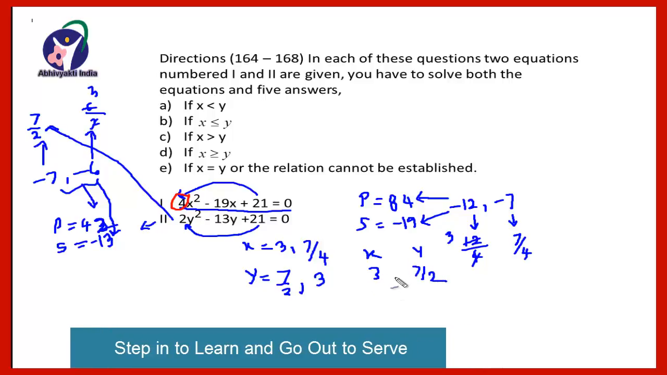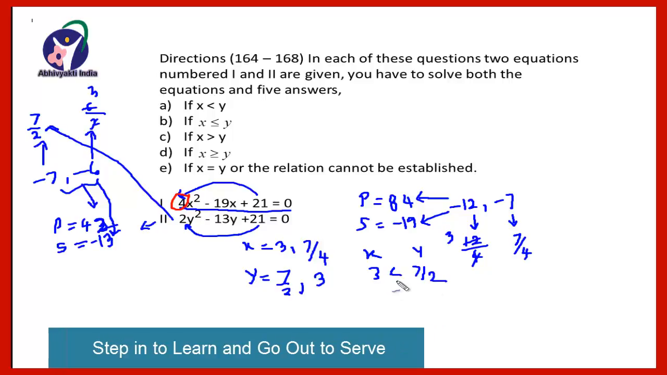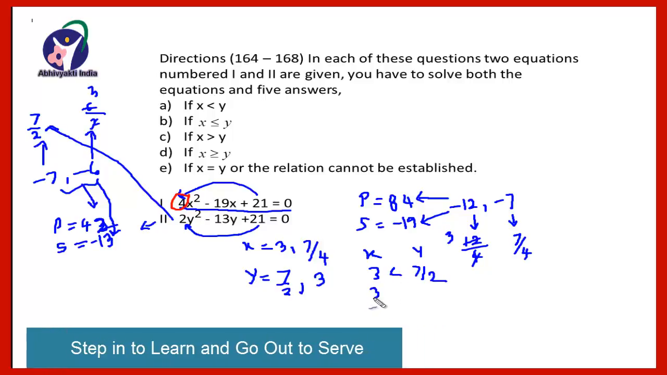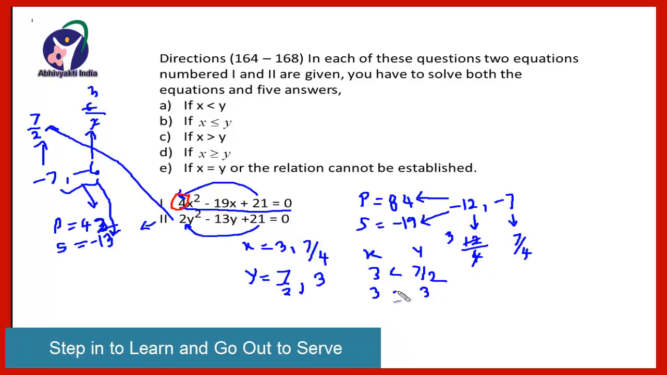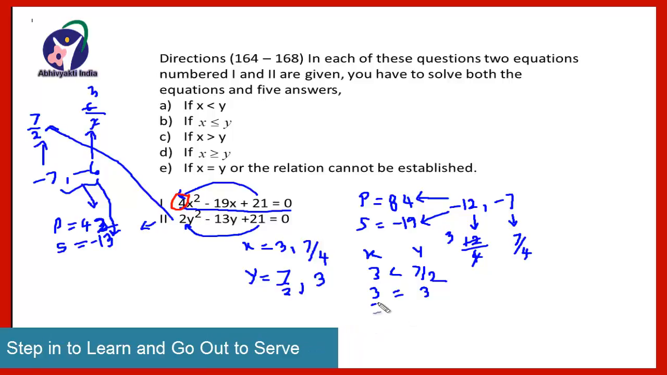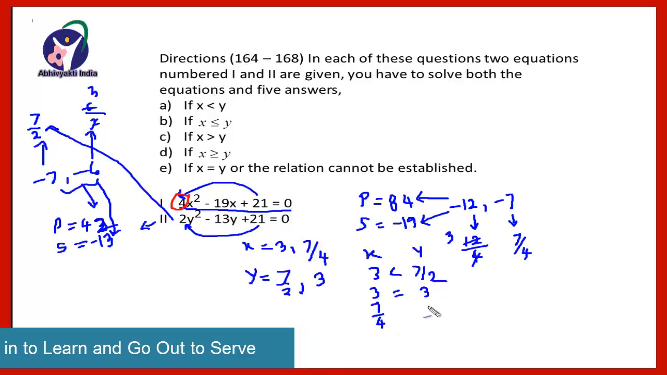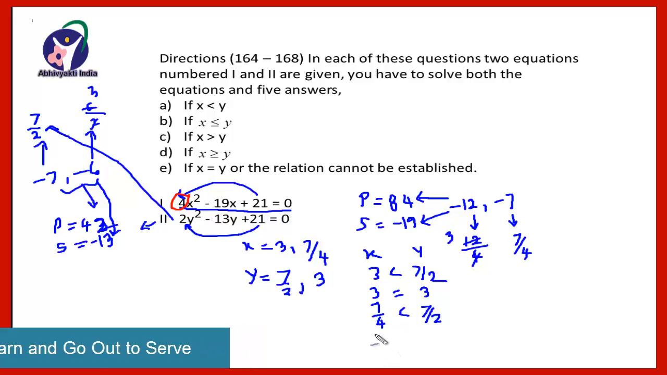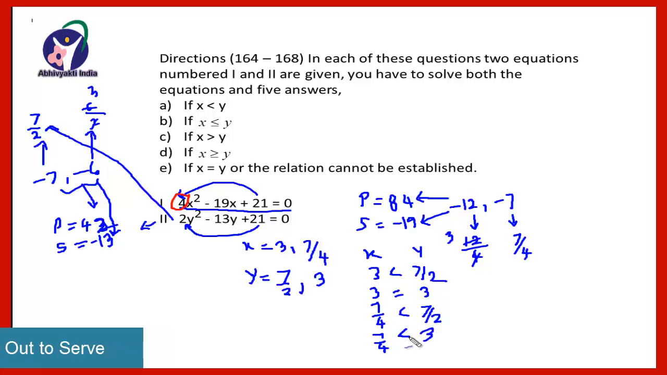So 3 is smaller than 7 by 2. Then 3 and 3 both are equal. Then 7 by 4 and 7 by 2. Here 7 by 2 will be smaller, and the last one will be 7 by 4 and 3. So 7 by 4 will be smaller than 3.